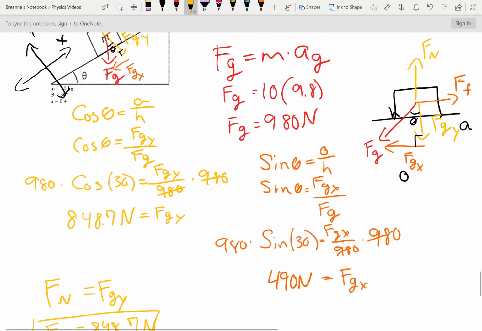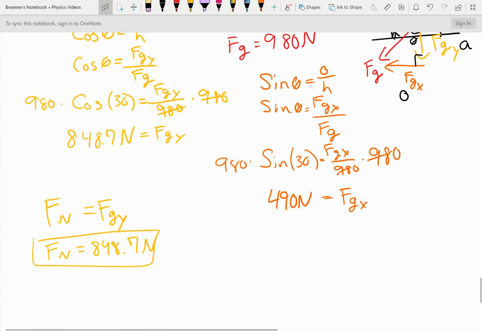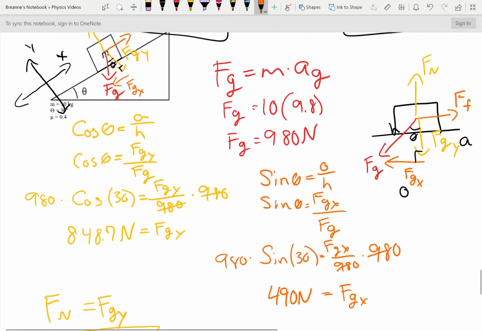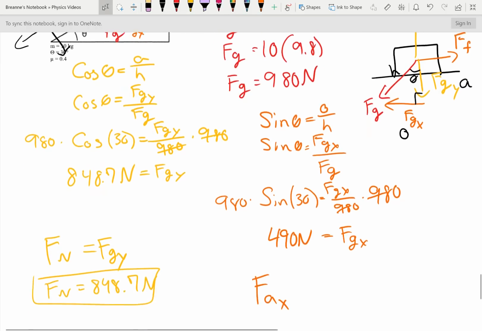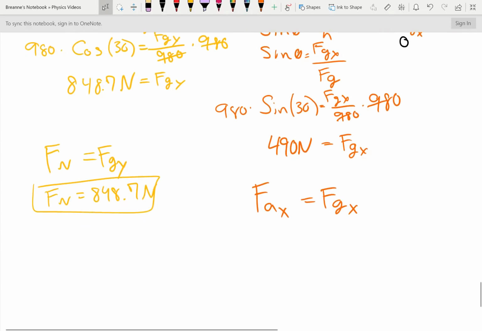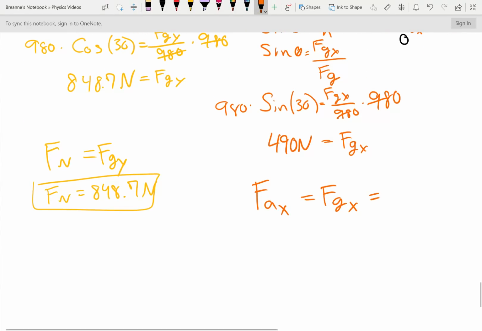The next thing is we need to figure out what is causing it to move. So what is actually making it go down the ramp? You can actually call that your force applied in the x. So what's making it go down the ramp is actually just your force of gravity in the x. So what's making it move is just your force of gravity in the x.